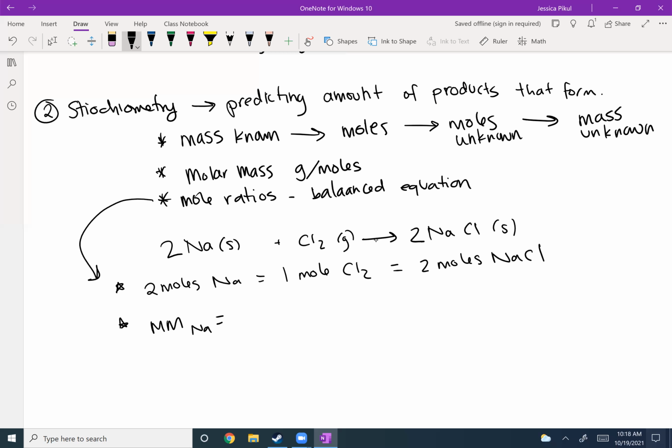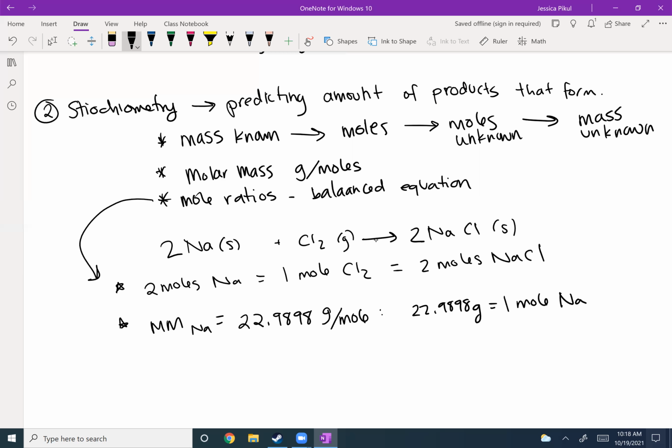And when in doubt, just Google it, right? I guess you should always have a periodic table handy. So the molar mass of sodium is 22.9898 grams per mole. And you can think of that grams per mole, remember, as 22.9898 grams equals 1 mole of sodium, right? So that's written as that equality, in our dimensional analysis style.